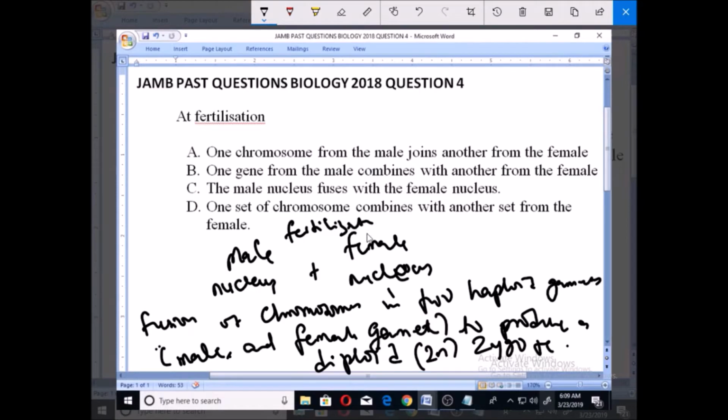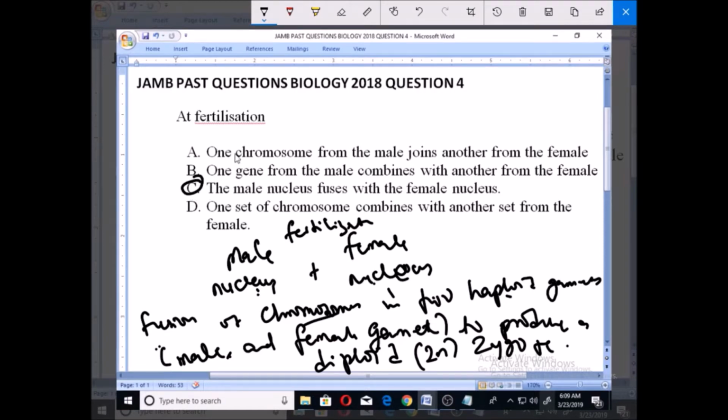But on the surface you can say that fertilization is the fusion of the male nucleus and the female nucleus. So what part of this nucleus are actually fusing? It is actually the chromosomes of the two haploid gametes from the male and female to produce a diploid zygote. So that is what happens. Now, so the option that is very close to this is C.